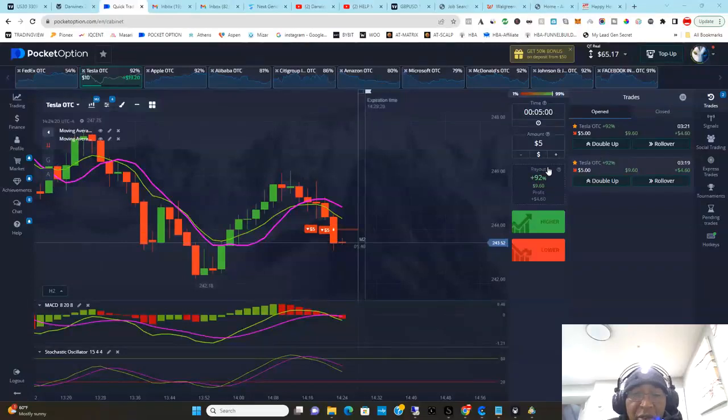These two trades are for one of my students. She's very new. She just started this account at $50, okay? And the platform we are using is PocketOptions, for trading binary options. The asset she has used here is Tesla OTC, because she's trading on a weekend, and you can trade 24/7 with this platform.